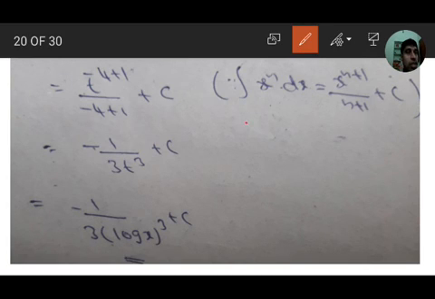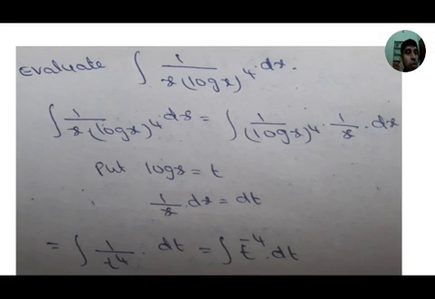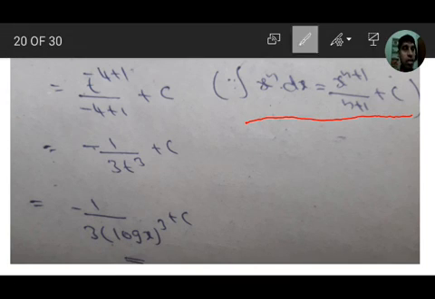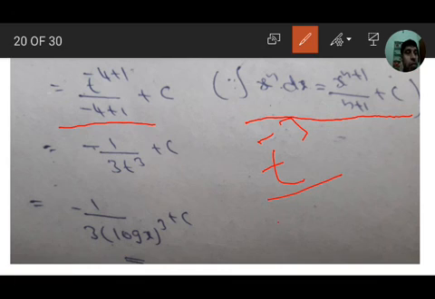The integration of x to the power of n formula is x to the power of n plus 1 by n plus 1 plus c. Here t to the power of minus 4, with variable t, so n equal to minus 4, that is t to the power of minus 4 plus 1 by minus 4 plus 1 plus c, that is t to the power of minus 3 by minus 3.